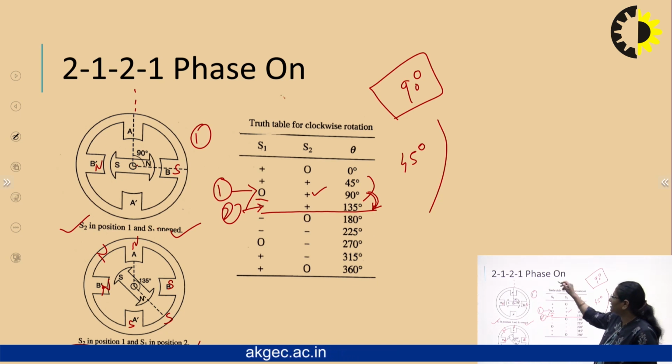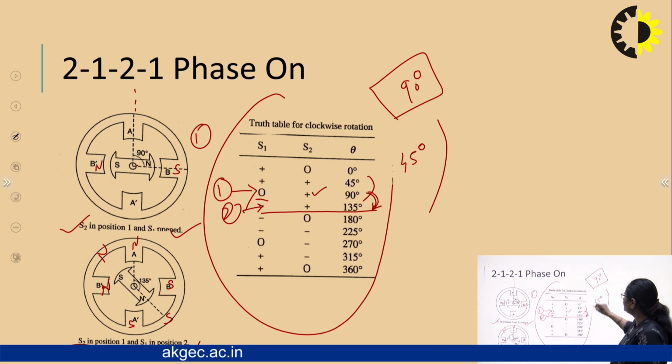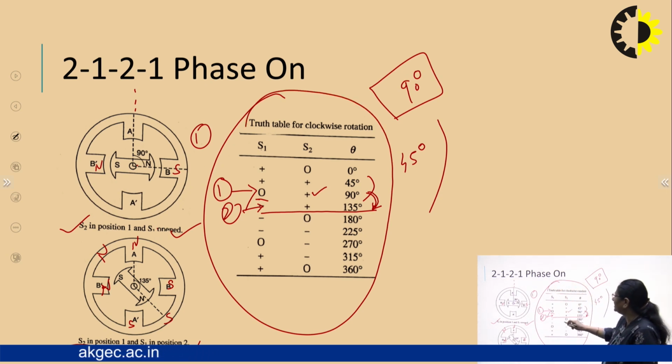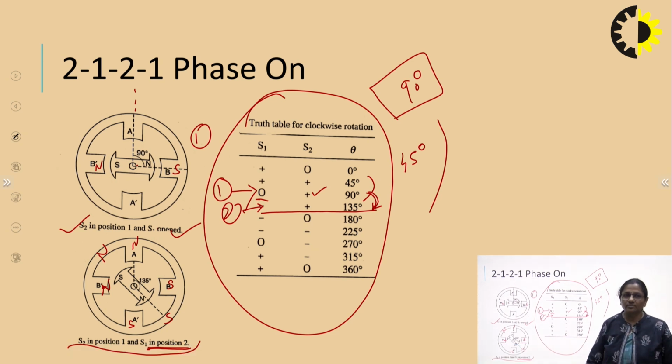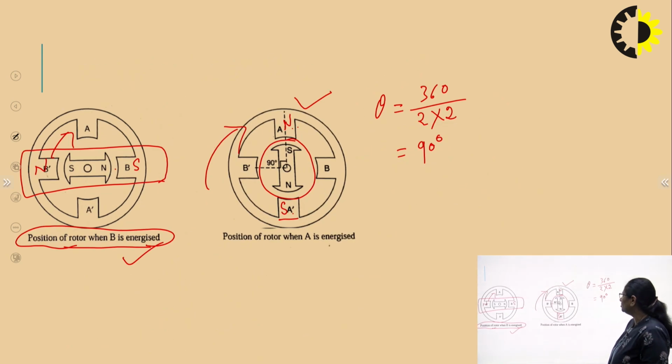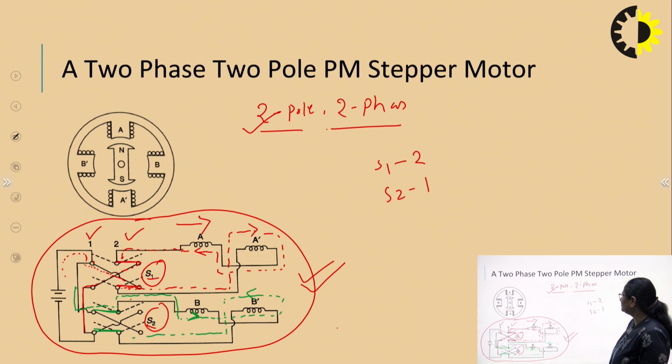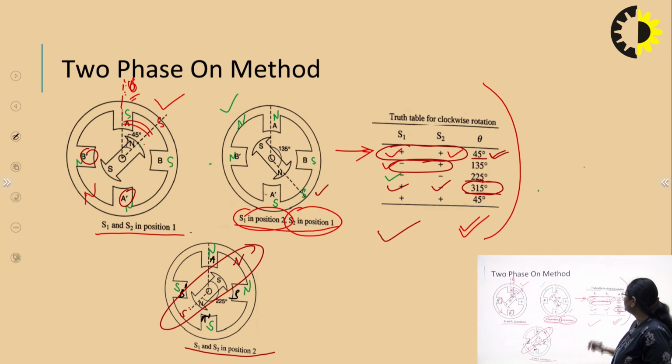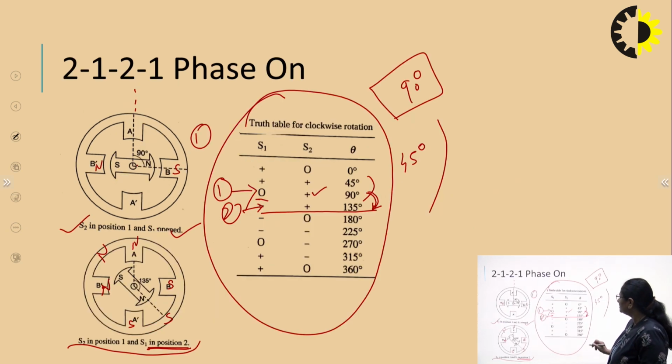This is the complete truth table, and students may very well verify it with respect to the schematic, with respect to the basic structure of the machine and the switching circuit, which is mentioned on some previous slide. So with respect to this, just verify the truth table for the 2-phase on method as well as the truth table for the 2-1-2-1 phase on method.